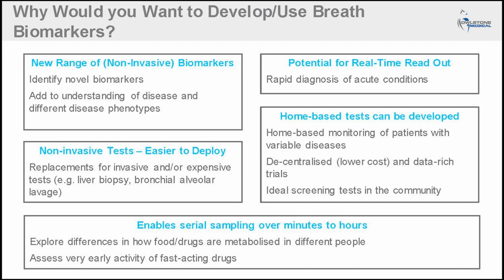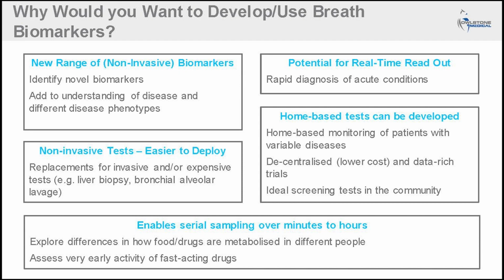As these tests are very non-invasive, breath is a very non-invasive matrix to take. They ultimately can be much easier to deploy as tests. So a lot of people are interested in breath as a way to, for example, replace very invasive or expensive tests like liver biopsy or bronchoalveolar lavage in respiratory disease.